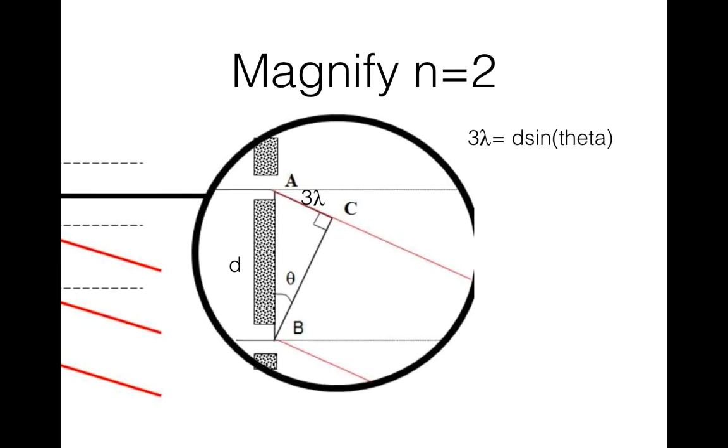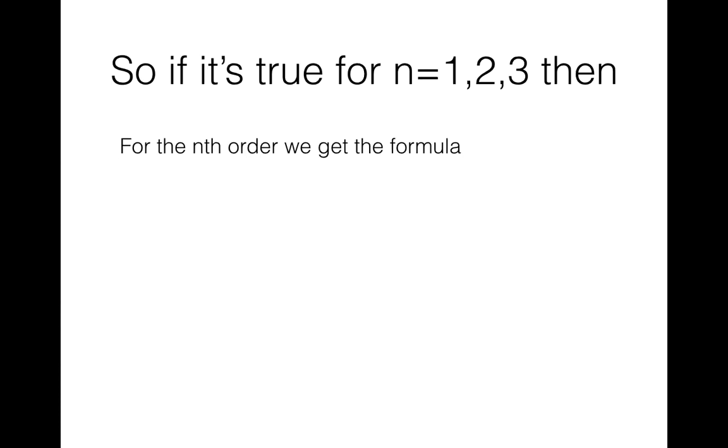So for n equals 3, we get that formula, and then we can turn around and say if it's true for 1, 2, and 3, then for the nth order, or for any order, we get the formula n lambda is equal to d sine theta. And you'll need all that for a proof if it's asked in the Leaving Cert.